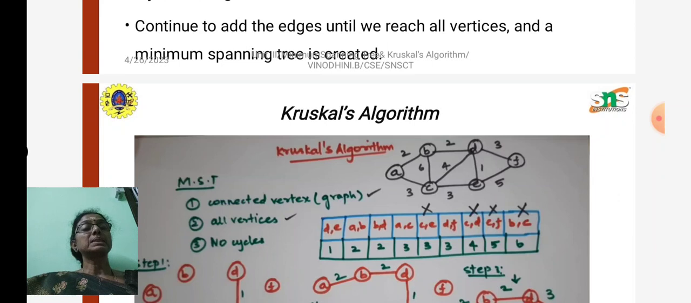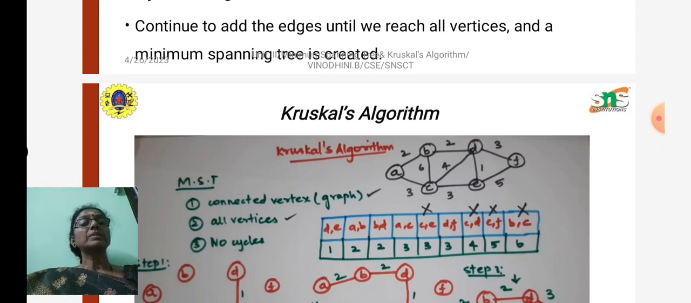Then the next minimum distance is 3. So write it down: A to C with the distance 3 and C to E with the distance 3, and also D to F with the distance 3. The next distance is 4, so C to D, write it down with the distance 4. Next is E to F with the distance 5, and C to B with the distance 6. So form the table containing all the edges with weight from low to high.